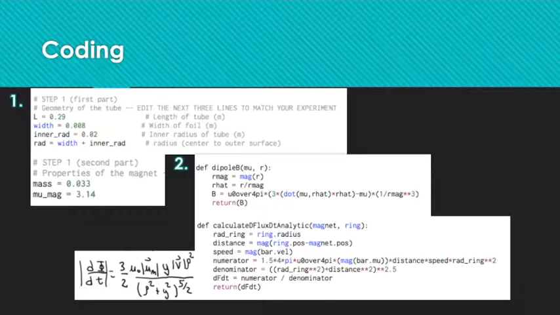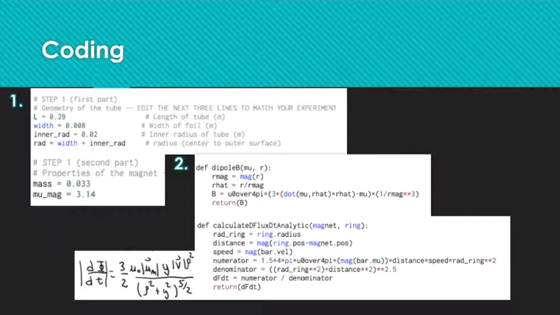Then it is the simulation part, which requires coding. First I listed all my initial values from my lab. The length of the coil tube is 0.29 meters. The width of the foil is 0.008 and the inner radius is about 0.02 meters. Then I measured the mass of the magnet and I also got the mu magnet from lab 3.